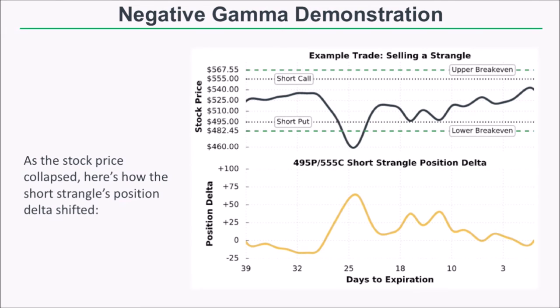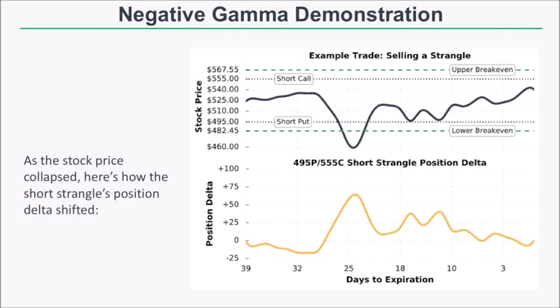But on the bottom part of the graph, we're looking at the position delta, which is the combined delta of the short call and short put multiplied by 100. So the lowest that the position delta for one strangle can be is negative 100, which represents a short stock position of 100 shares, and the most the position delta can be is plus 100, which represents a position of plus 100 shares of stock, or owning 100 shares of stock.